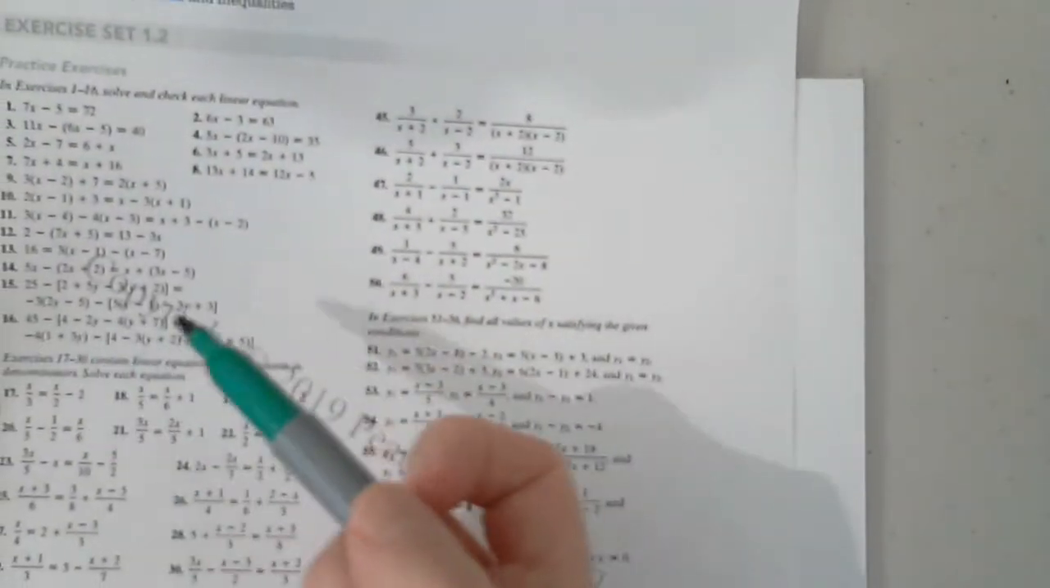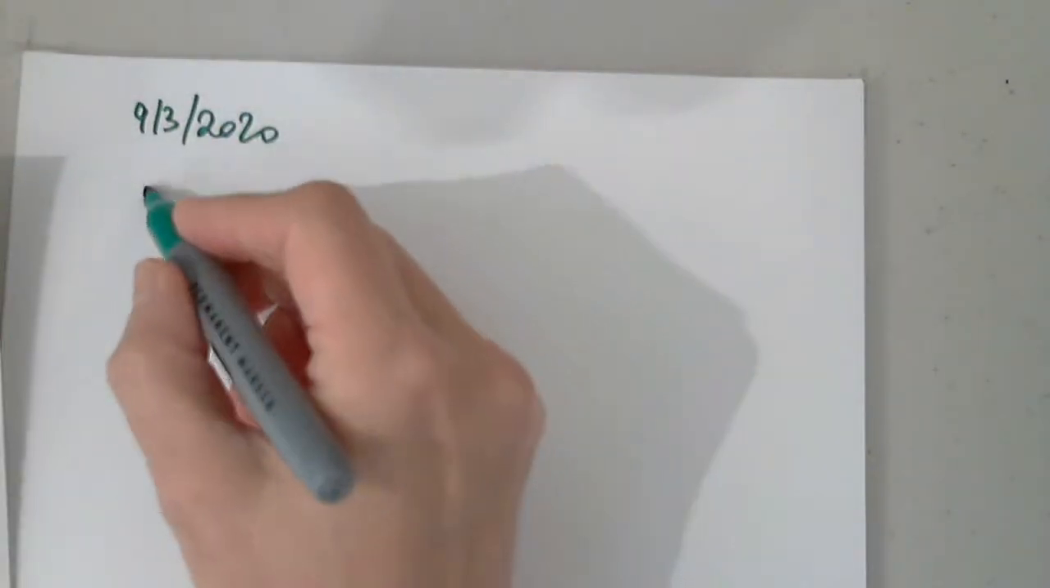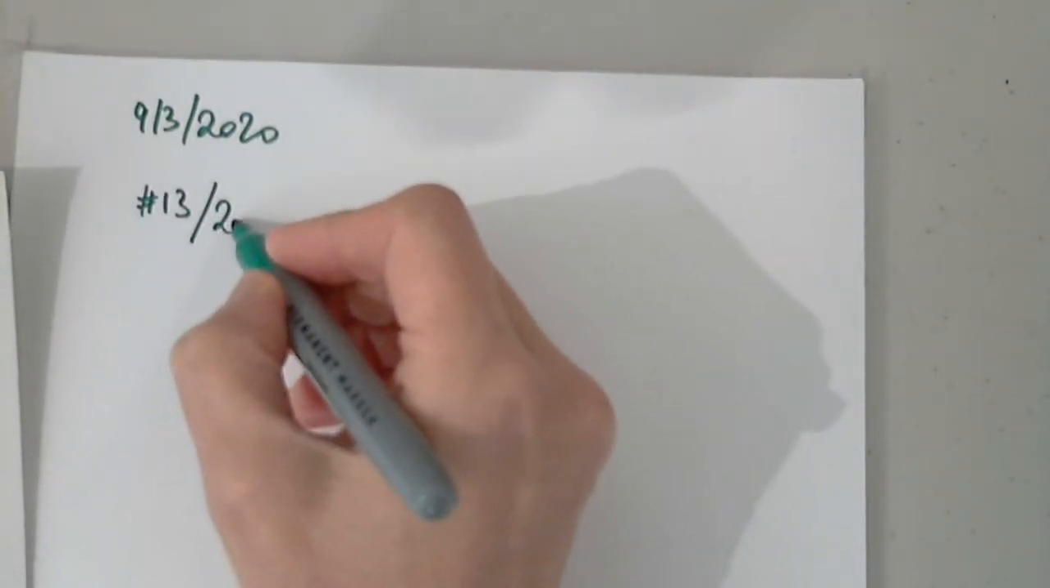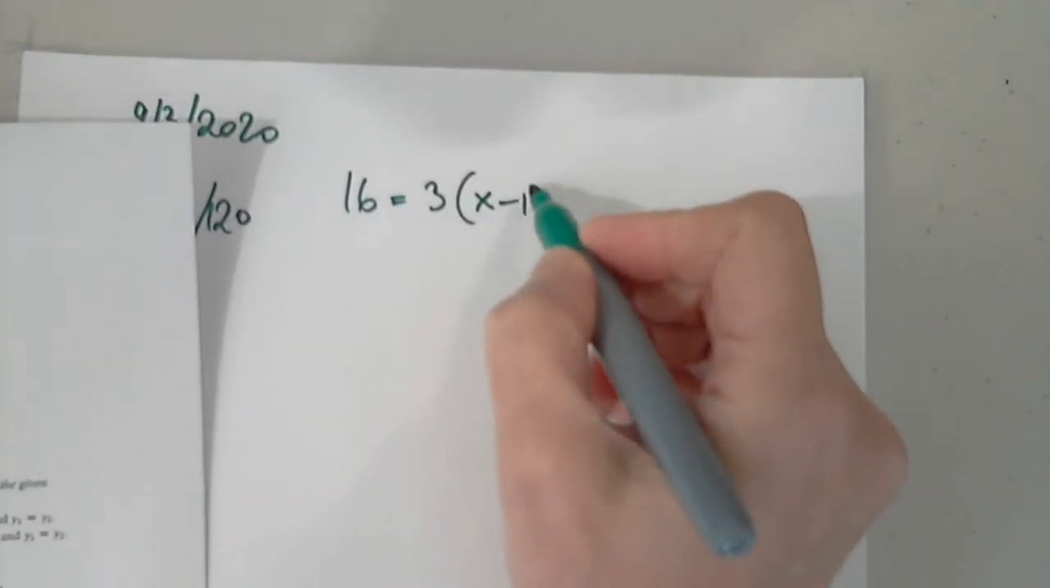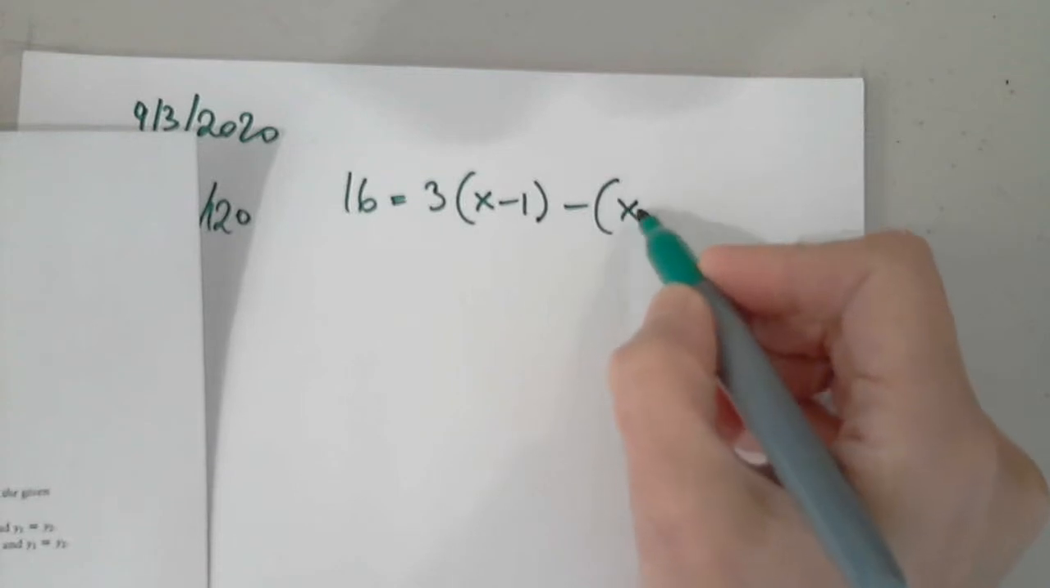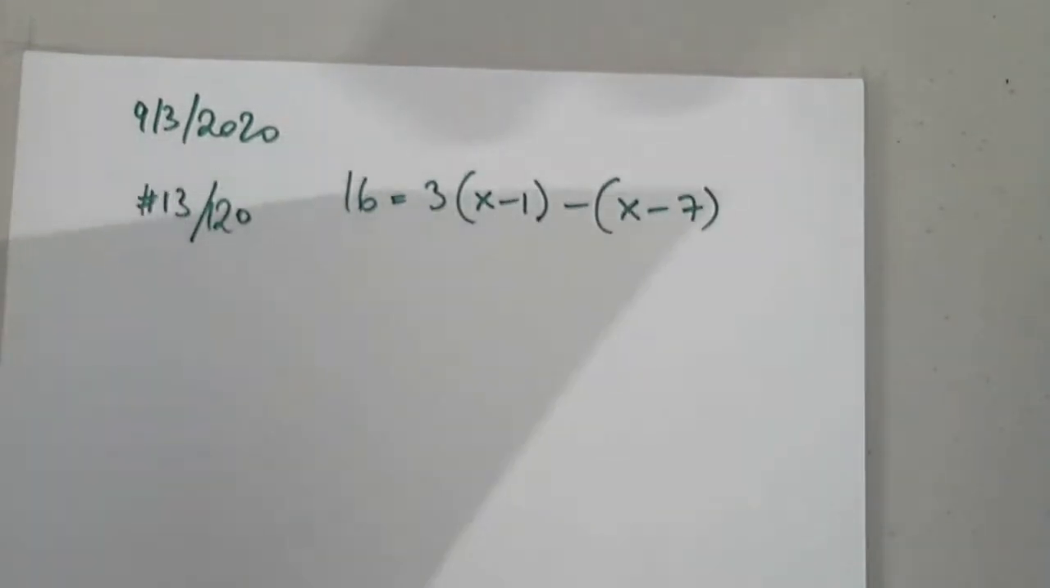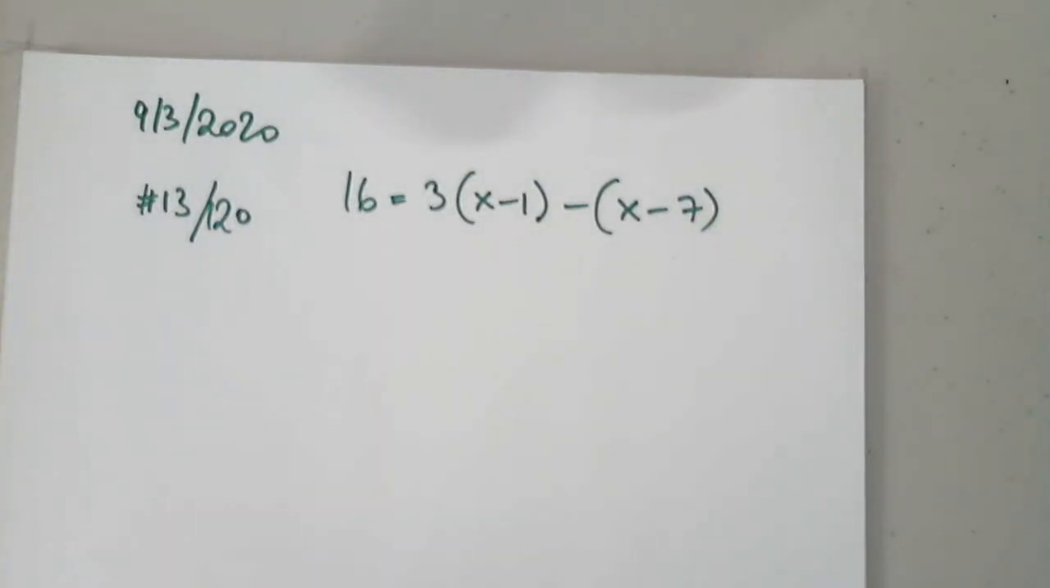Okay, so let's say I'm going to pick problem 13. This is 13 on page 120. And that is 16 equals 3 quantity x minus 1 minus quantity x minus 7. Can everyone see this? Is it okay, everyone? Okay, since you're not saying anything, I'm assuming we're fine.